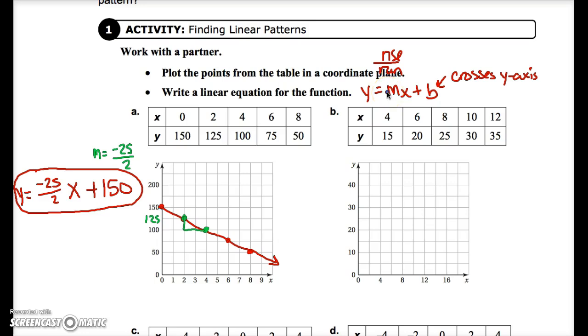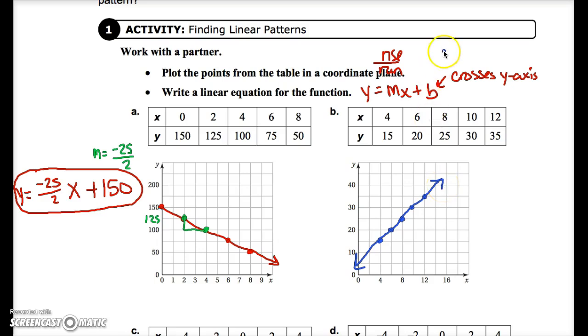Okay, we're going to do the same thing for b. So I'm going to plot 4, 15. So over 4 up 15 would be right here. Over 6, this would be 6 right here, up 20. And you've really got to pay close attention to what your axes go by, especially when you go to find your slope. Over 8 up 25, over 10 up 30, over 12 up 35. Okay, so here is my graph right here.